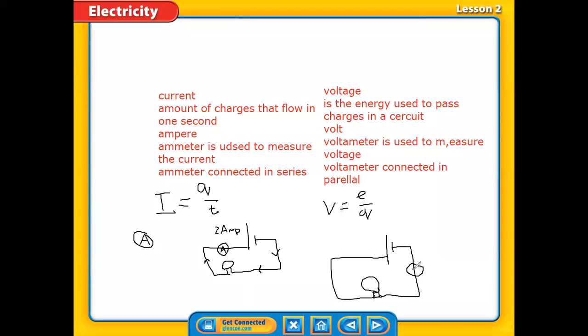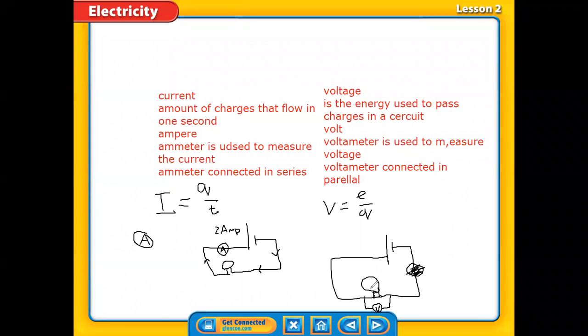Could I put the voltmeter here like this, guys? No, because a voltmeter cannot be connected in series. In series, the amount of energy used in the wire doesn't match, so the voltmeter reading will not be accurate. So the voltmeter must be connected in parallel like this. Once I put the voltmeter here, it is going to read the energy consumed by the bulb, the difference in energy before and after the bulb.